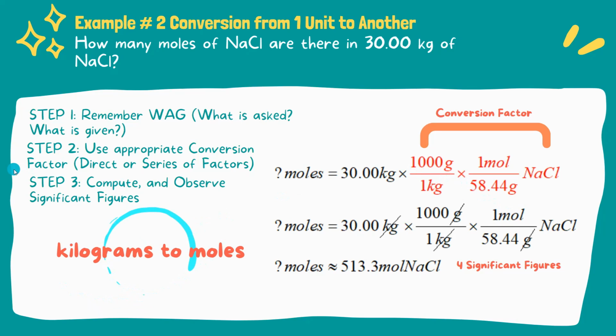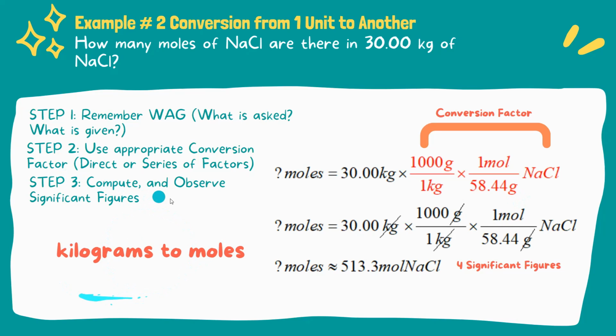Step 2, use appropriate conversion. How are we going to convert kilograms to moles? So we can first convert it to grams and convert it to moles using these conversion factors. 1,000 grams over 1 kilogram times 1 mole over 58.44 grams. The 58.44 grams, ikinuha natin to by adding the atomic mass of sodium and chlorine.